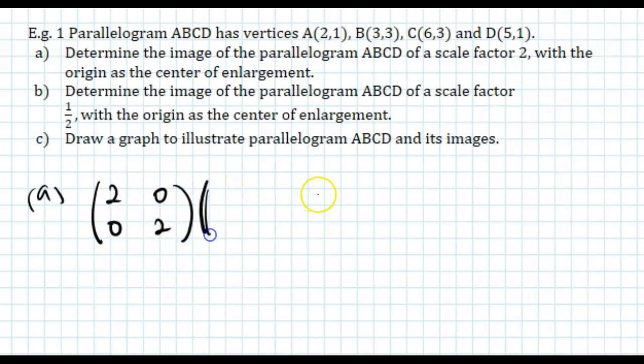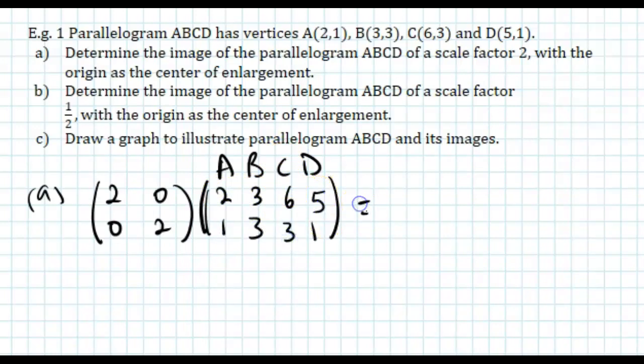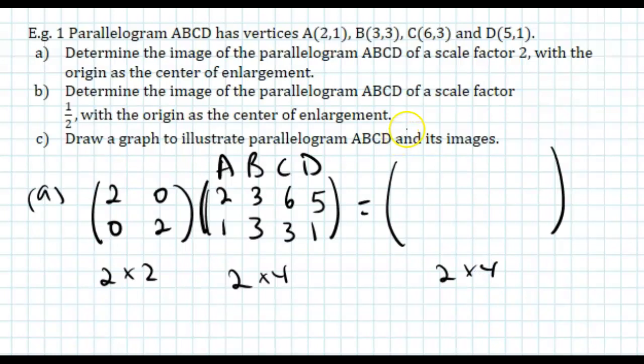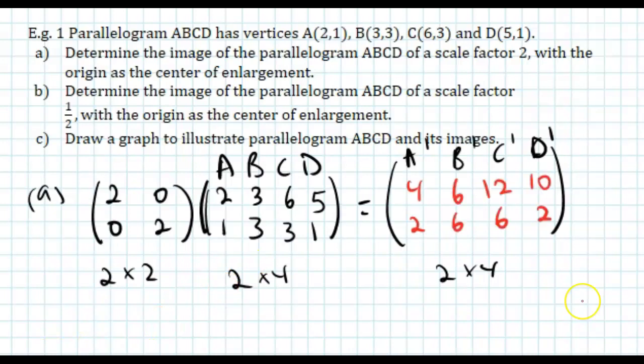Once I have that, I'm going to put my points vertically, A, B, C, D: 2, 1 for A, 3, 3, 6, 3, and 5, 1. Now when I multiply this 2 by 2 matrix by this 2 by 4 matrix, I'm going to end up with another 2 by 4 matrix, which is going to give me A dash, B dash, C dash, D dash. Multiplying here, I get 2 by 2, that's 4, and that'll be 0, and this will be 2, etc. And I'll just continue with this. So this is what I would get when I multiply the other points.